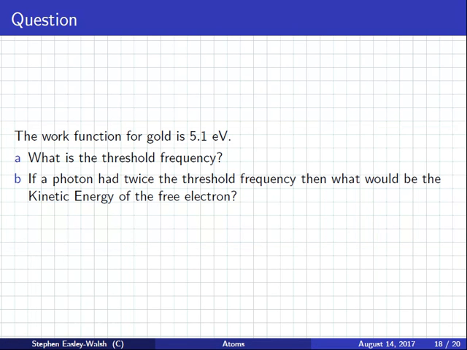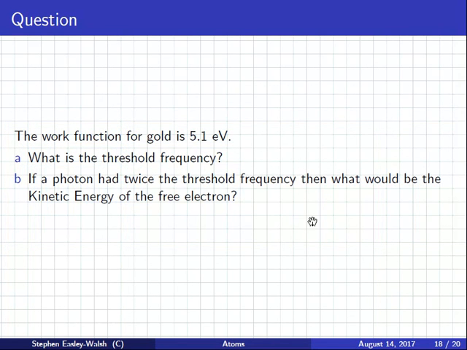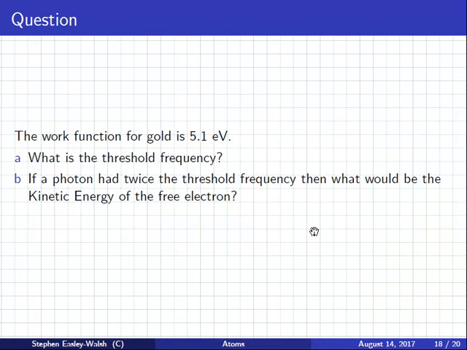Oh, I didn't even ask for the speed, I just wanted the kinetic energy. So I could have actually stopped here. The kinetic energy is equal to the work function in this example. So, in fact, the answer for part B is 5.1 electron volts in this example. So what? Doesn't matter, even if it's twice. I just worked it out here, see? The kinetic energy is equal to the work function in this example. So, therefore, 5.1 electron volts.